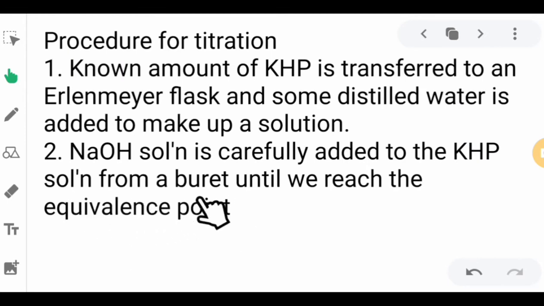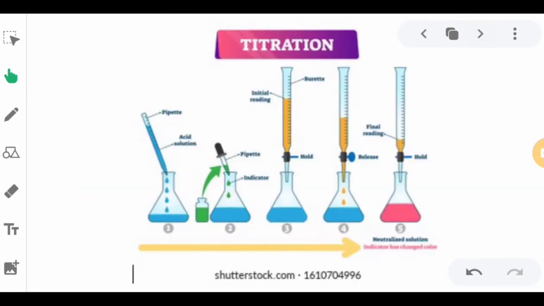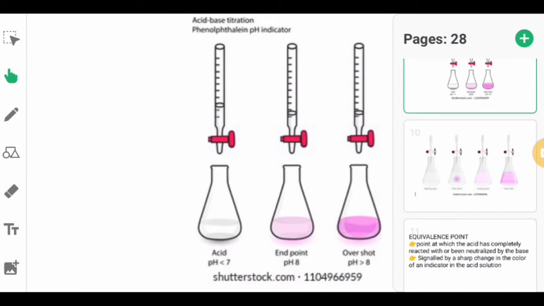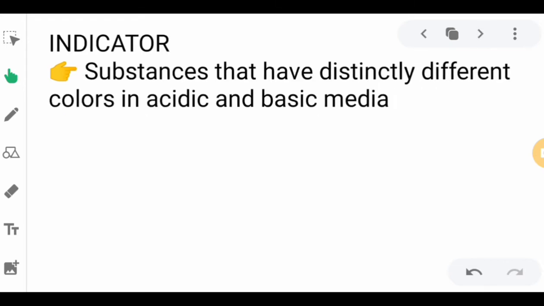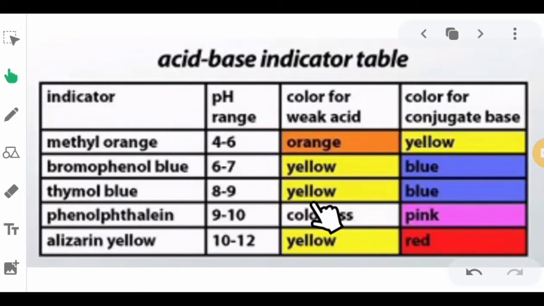We have mentioned the equivalence point. Let us define that. This is the point at which the acid has completely reacted with, or been neutralized by, the base. This equivalence point is often signaled by a sharp change in the color of an indicator in the acid solution. Indicators are substances that have distinctly different colors in acidic and basic media. This is the common acid-base indicator table.